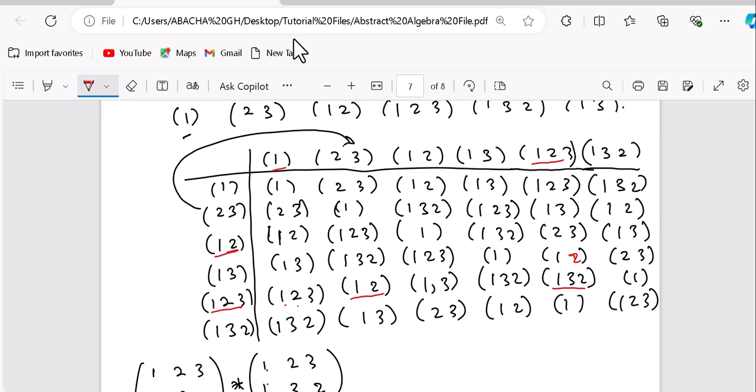Now if I operate (1 2 3) with (1 2), I get (1 3). Now if I operate (1 2) with (1 2 3), I get (2 3). You see? So the answers are not the same. When I operated it with this, I got this. But when I operate it with this, I got this. So the answers are not the same, and that means it is not a centralizer.